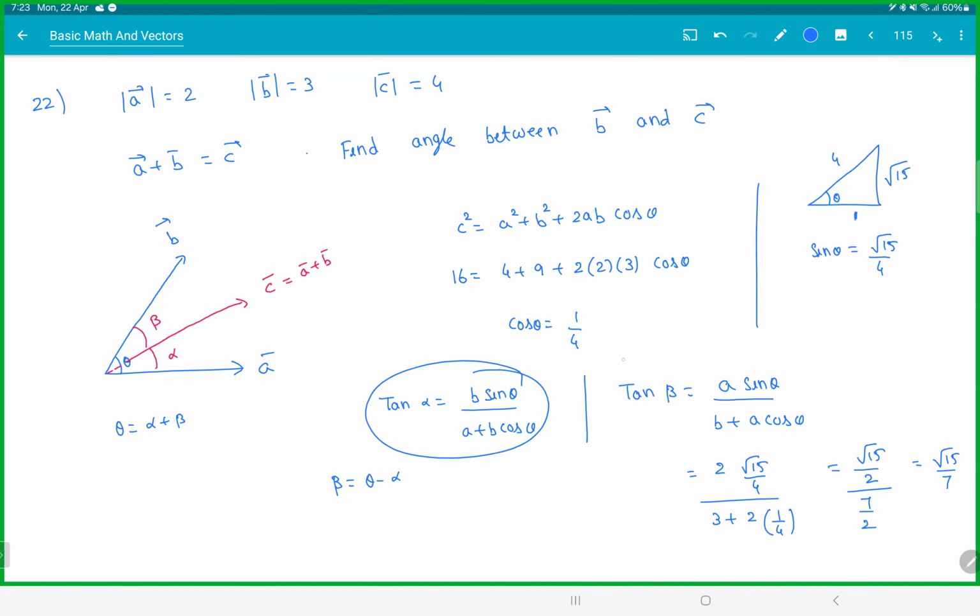Did everyone get how I did these two? When you're taking alpha, B is the opposite side and A is the adjacent side. For beta, A is the adjacent side and B is the opposite side. They'll just reverse. Clear with this? This is a good one. And be careful, the most common mistake is that people will find cos theta and think that is the answer. Be careful. I'm not asking you theta. I'm asking something else. Clear with this? So that is a little about the parallelogram law of vectors.